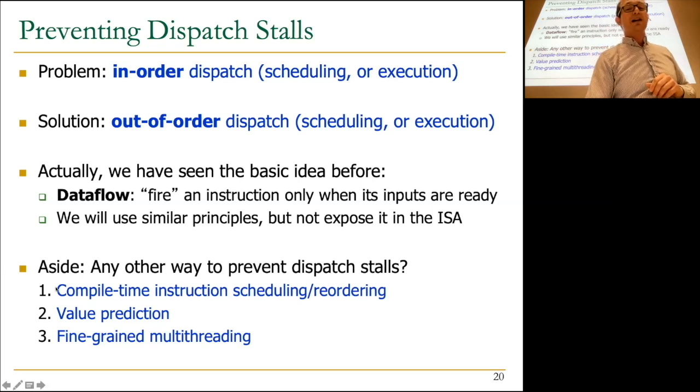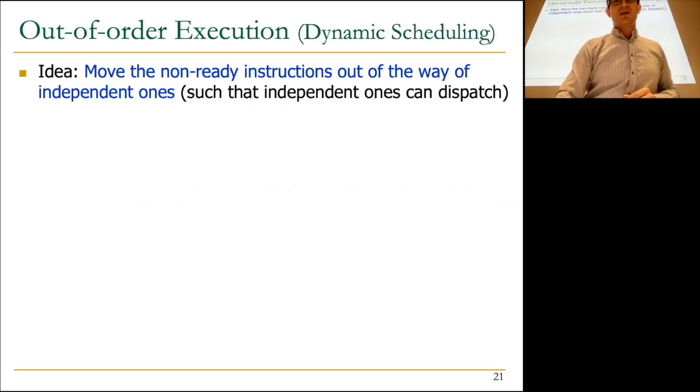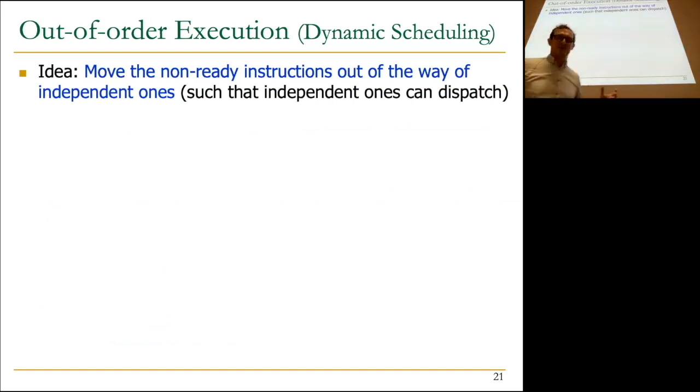The first two can help the performance of a single thread, but usually they're not very well applicable. The third one is very useful when you have lots of threads, but it's actually hurtful when you have a single thread, because you're fetching from one thread every n cycles, where n is the number of pipeline stages that you have. So that's why out-of-order execution has been very successful. None of these methods work.